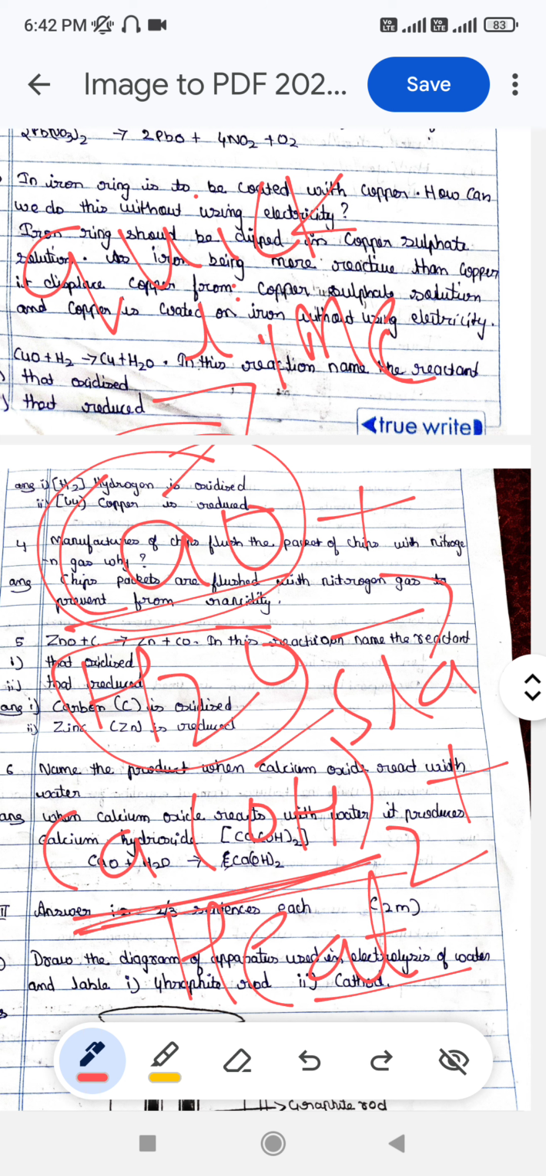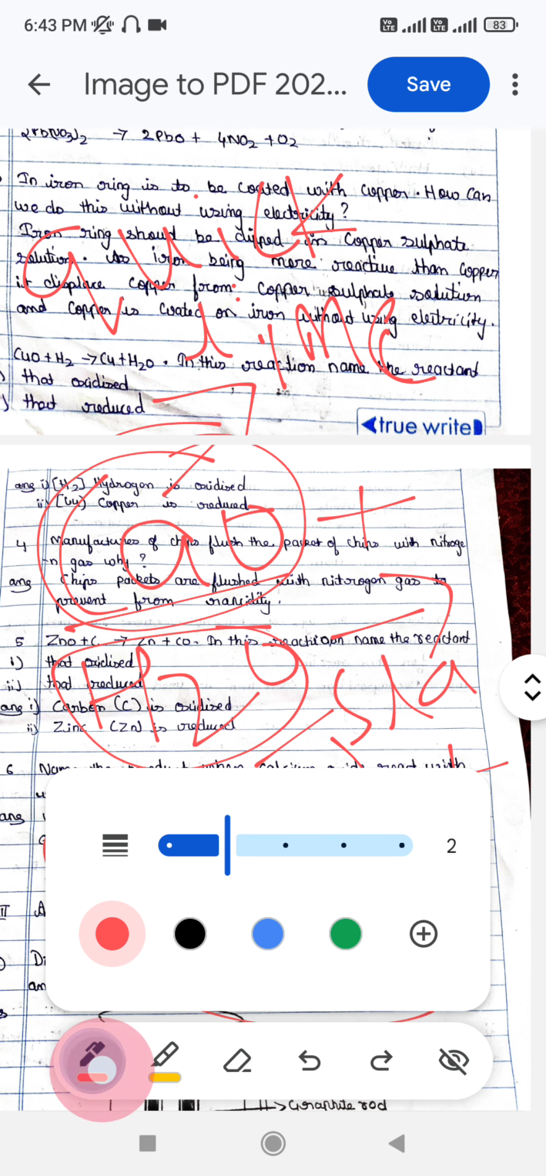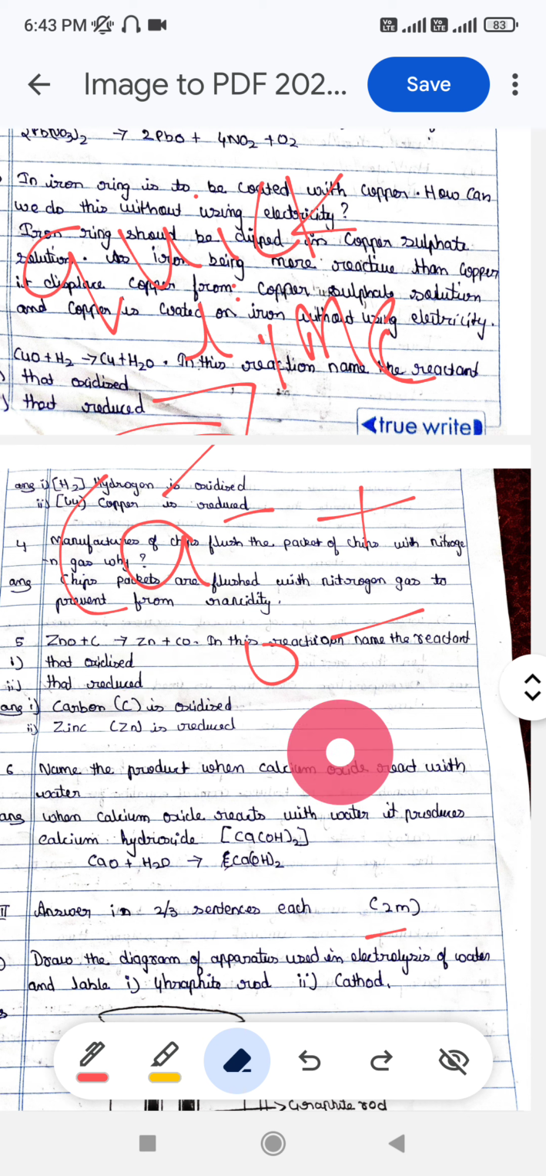Another point is that this reaction is also an example of an exothermic reaction. The reaction in which heat is released is called an exothermic reaction. In this reaction heat is released, correct? In this one question, three answers will be there. Three questions they can ask. Again I will repeat once more.